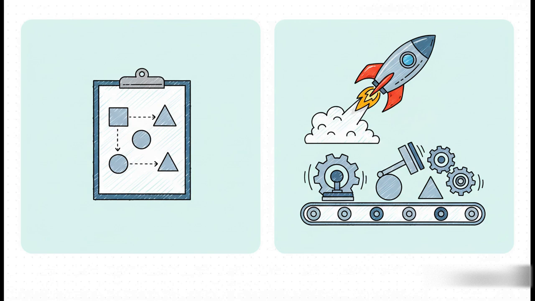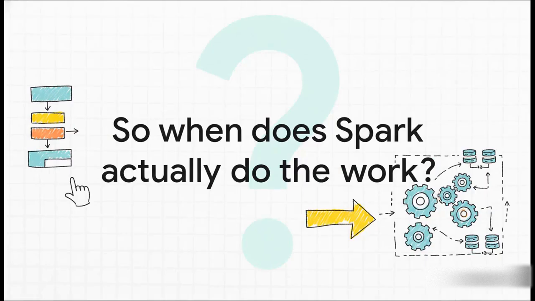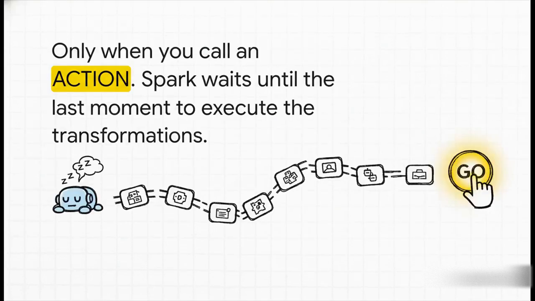The second kind is an action. An action is when you tell Spark, okay, I'm done planning. Time to cook. Run that recipe and give me the results. Which leads to the million-dollar question, right? If transformations are just a plan, a recipe, when does the cluster actually fire up and start crunching all those numbers? And the answer is, only when you call an action. Spark is, well, it's lazy. It's a procrastinator. It won't do a single thing until you absolutely force it to.